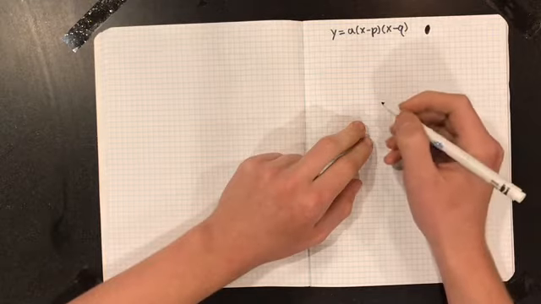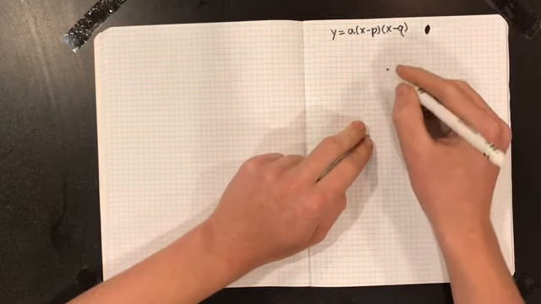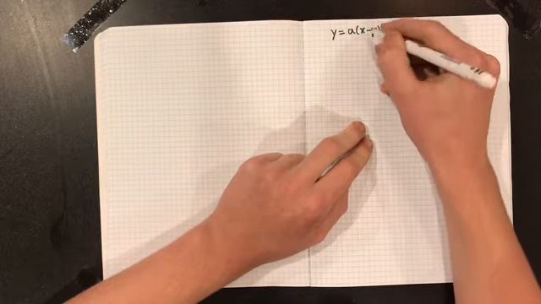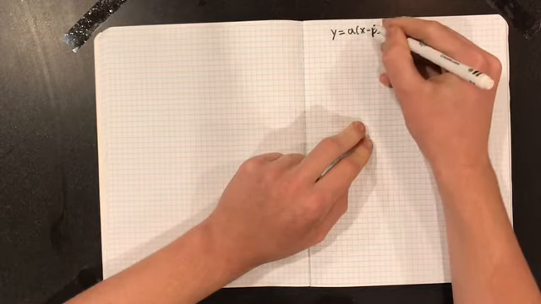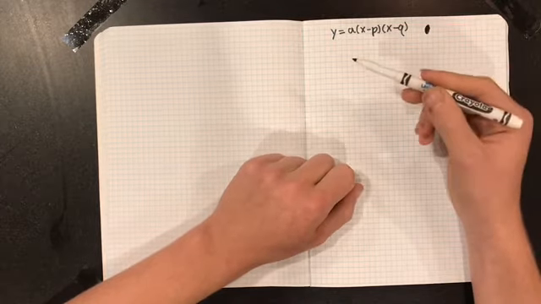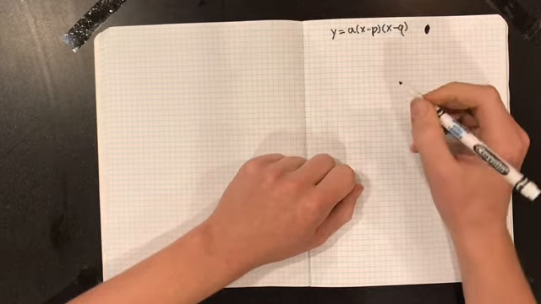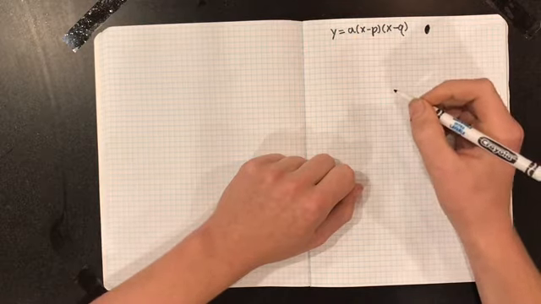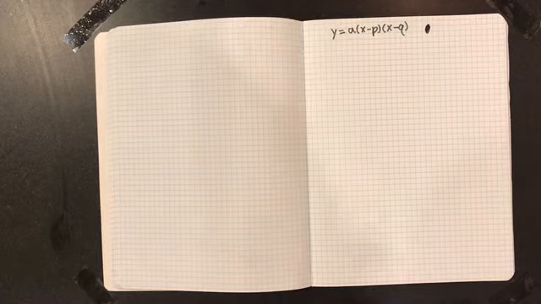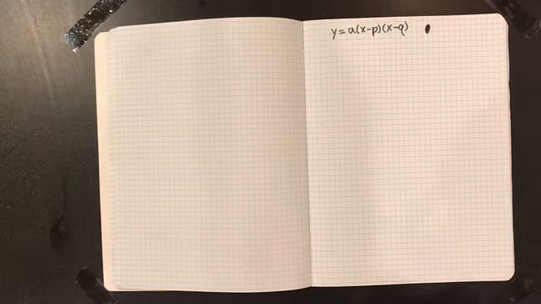When you are graphing intercept form, make sure that if this number is positive, that your intercept is negative. That is a very common mistake people make. Also, remember, if your a value is negative, to reflect your graph over the x-axis. That is another common mistake.